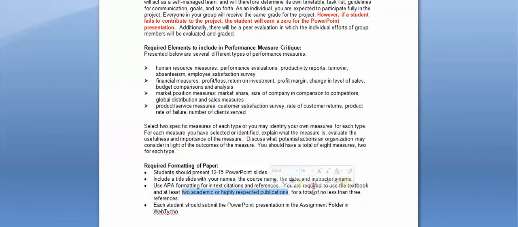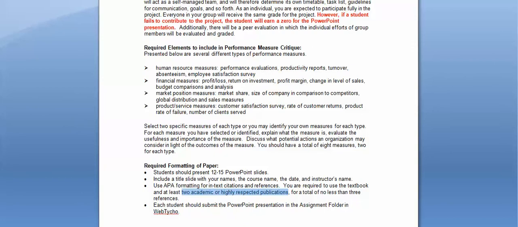And again, what I mean by highly respected publications are you certainly could use Newsweek. You certainly could use some type of journal, business journal. But what you can't use are wikis. You can't go out to the ask.com and say that that is a reference. That's not acceptable.